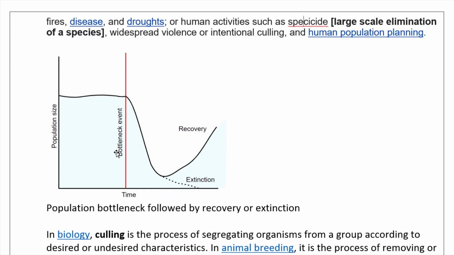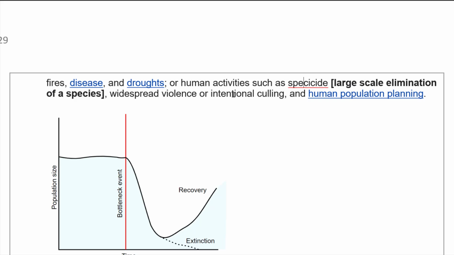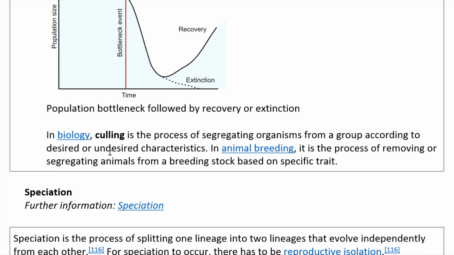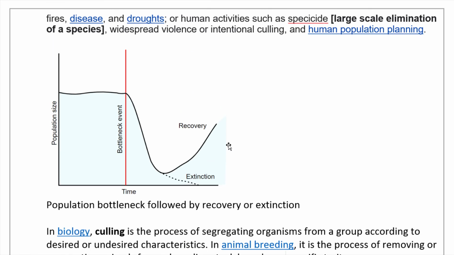And lastly, the culling, as I mentioned here, droughts or human activities, widespread violence or intentional culling. In biology, culling is the process of segregating organisms from a group according to desired or undesired characteristics. In animal breeding, it is a process of removing or segregating animals from a breeding stock based on a specific trait. It's interesting stuff there.